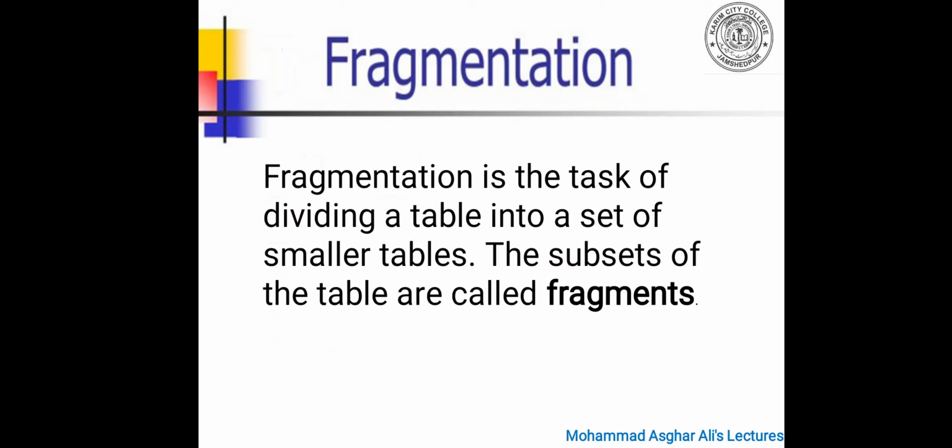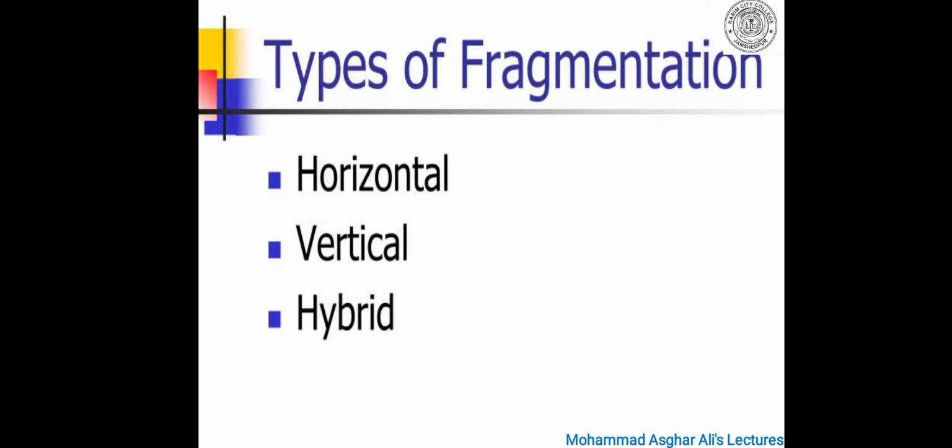As you know, fragmentation is the task of dividing a table into a set of smaller tables. The subsets of the table are called fragments. Now, there are three types of fragmentation. Number one, horizontal fragmentation. Number two, vertical fragmentation. Number three, which is a combination of horizontal and vertical, that is hybrid fragmentation. So fragmentation is divided into three parts.